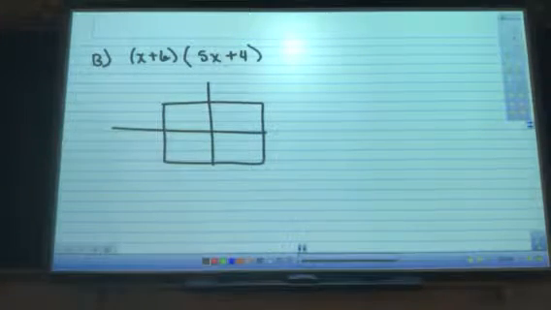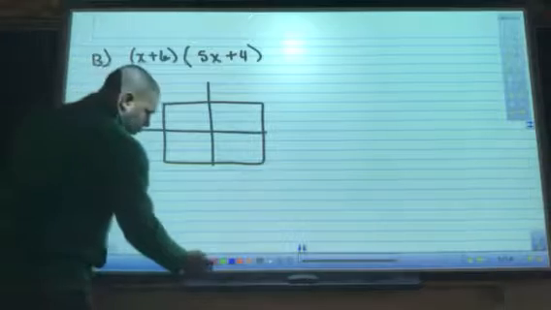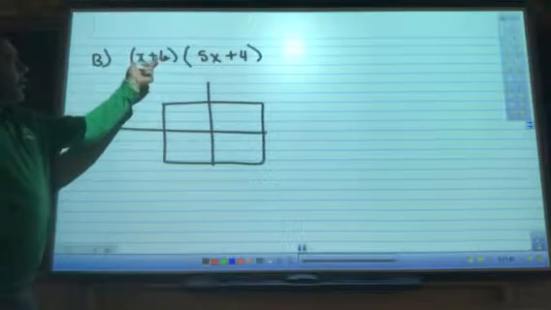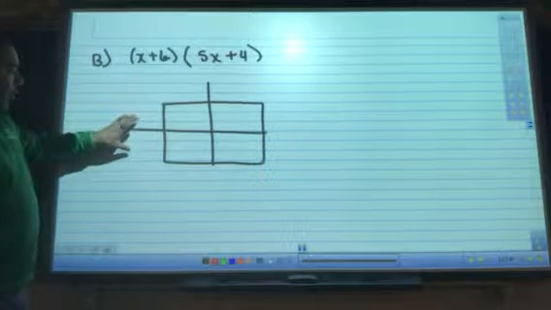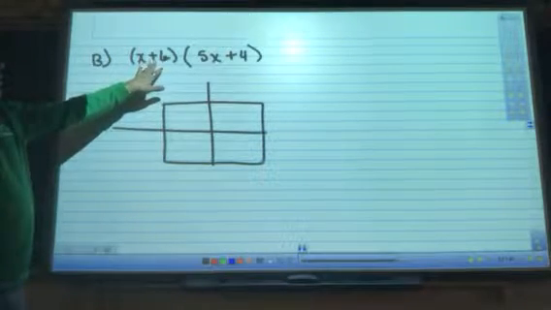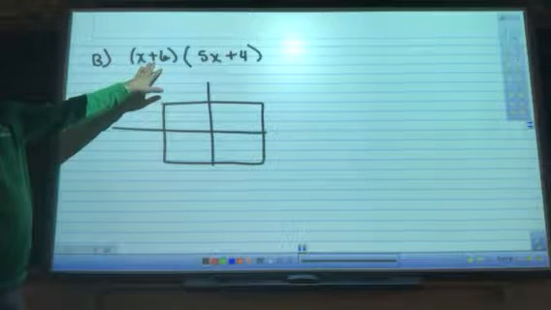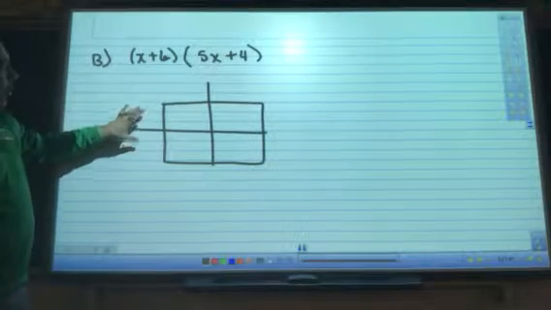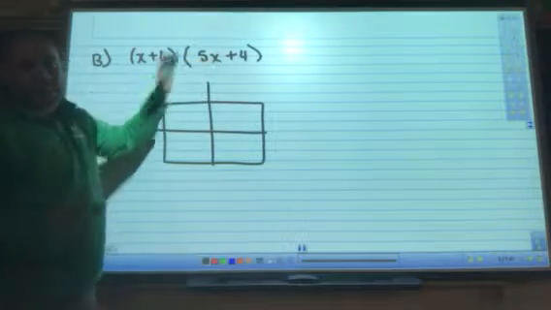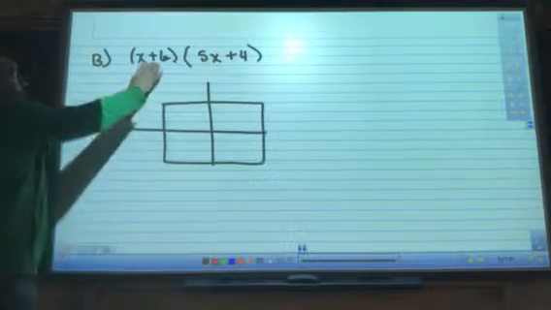Okay, draw my 2 by 2 box. Now, we spoke about this yesterday a little bit. I need to make sure I put my binomials together on a side or on the top. It really does not matter whether I put this x plus 6 on the side or whether I put that binomial on the top. That's irrelevant. But I have to make sure it's together.